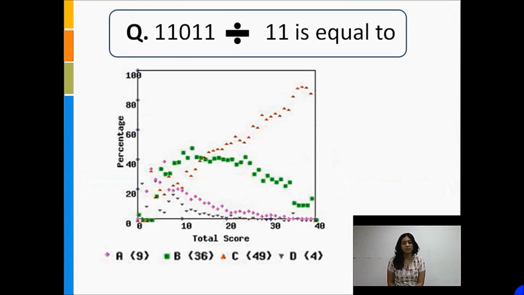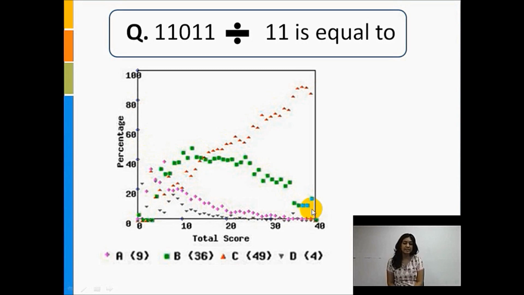The item response curve shown here shows us the extent of the misconception. The x-axis has the total score obtained by the students. The maximum score that can be obtained is 40. The y-axis shows the percentage of students selecting a particular option. Remember that in this case, the correct answer is option C and the most common wrong answer is option B.